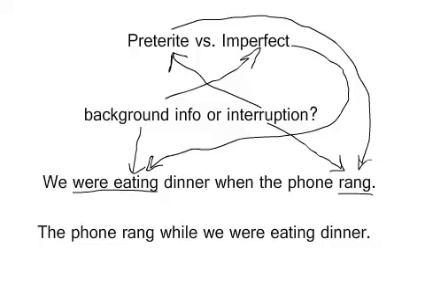Notice that word order doesn't really matter here. We could write the sentence the other way around and the concept is still the same. The phone rang while we were eating dinner. We were eating dinner is still the background information, so that part's still going to be the imperfect tense. The phone rang is still the interruption, so that's still going to be the preterite tense. So our word order can switch around here, the meaning stays the same.